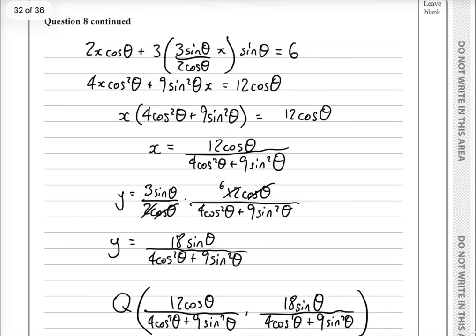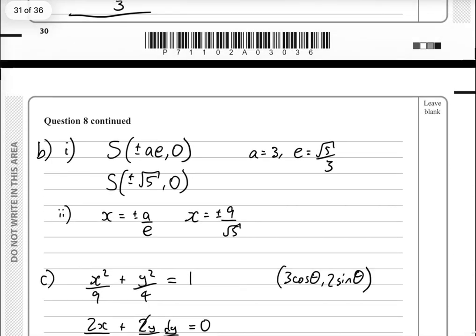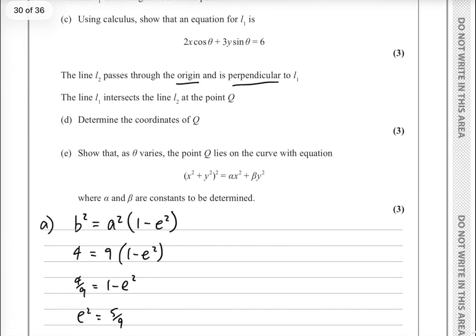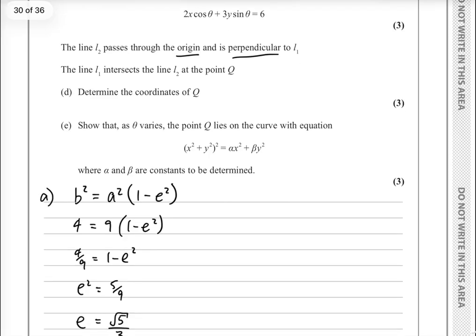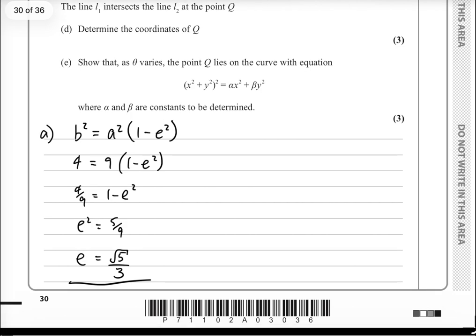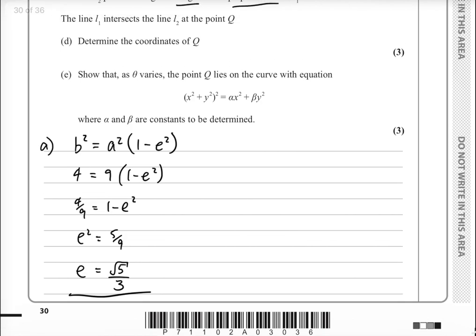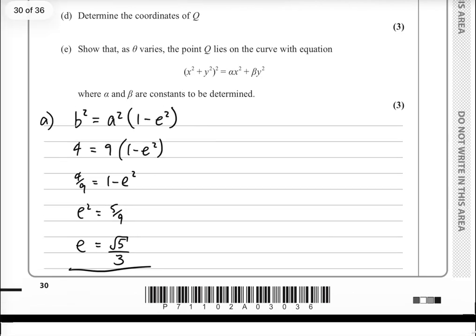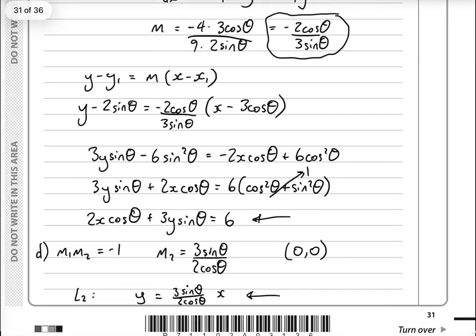Okay, not quite so nice, that part, but not too bad. Final part: show that as theta varies, the point Q lies on the curve with equation this, where alpha and beta are constants to be determined. 3 marks. Okay, that doesn't look very nice. We've got x squared plus y squared squared, but the approach is fairly standard.